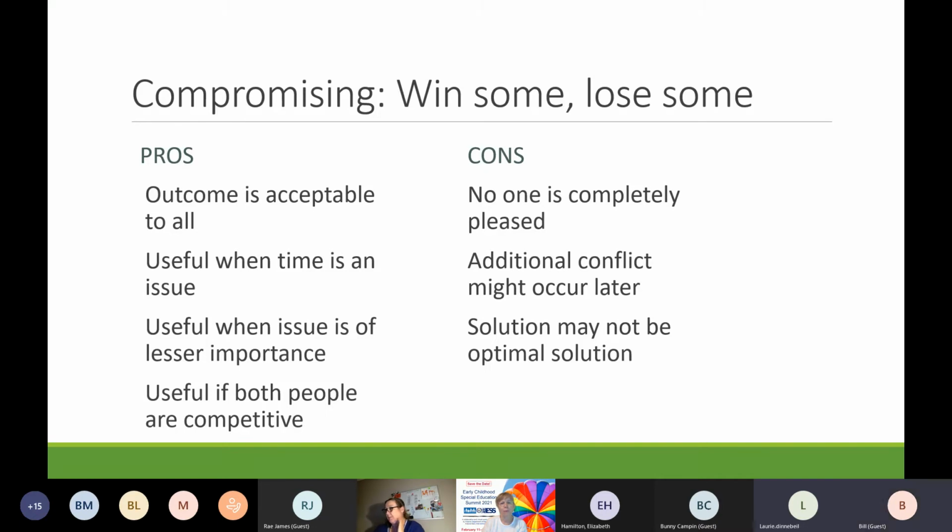From the flip side, it can be a drawback. Using a compromising approach to conflict resolution can be a drawback because then nobody is completely pleased with the outcome. You might be able to accept it, but you're not happy about it. Additional conflict might occur later on, and whatever solution you come up with may not be the best solution because you've compromised away a lot of the parts of this situation that you think are important.